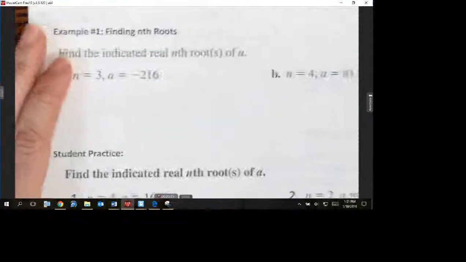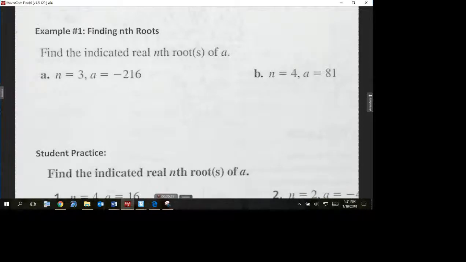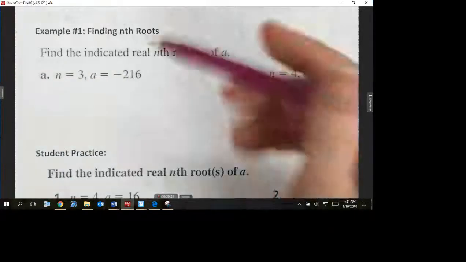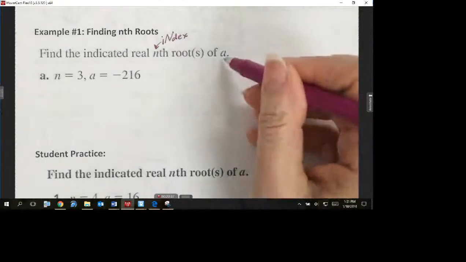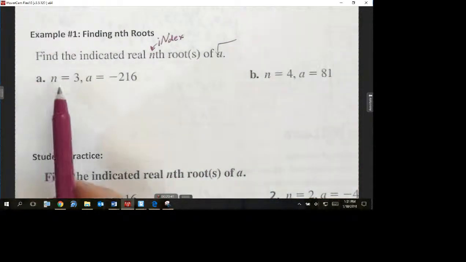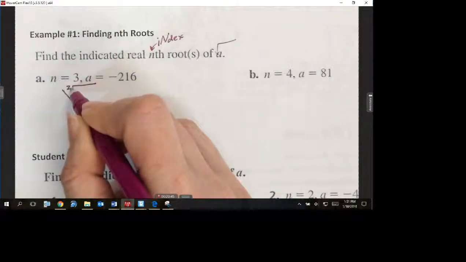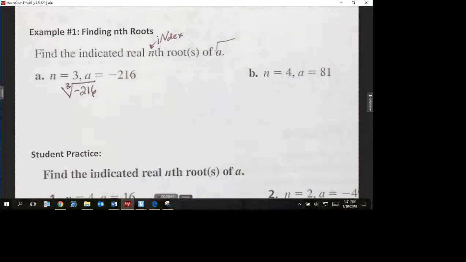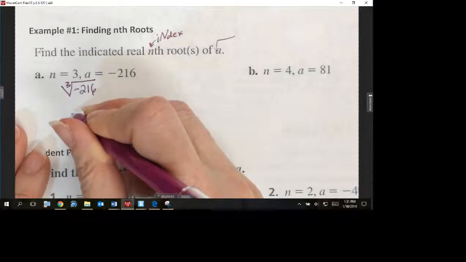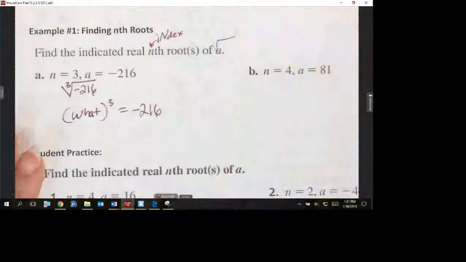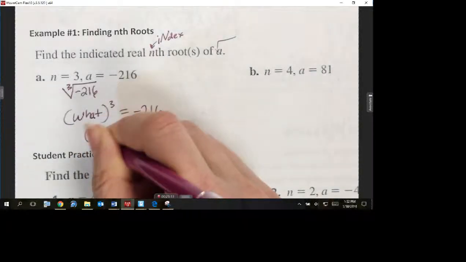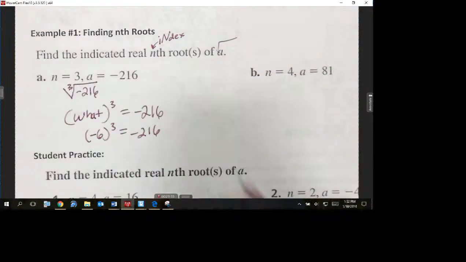All right, example 1. Find indicated real nth roots of A. So they're telling you the n, the index, and then they're telling you A, that's going to go underneath the radical. So here they're telling us find the third root of negative 216. So basically you're asking yourself, what to the third gives me negative 216? 6 times 6 times 6? No. Negative 6 to the third. So my answer would be negative 6.